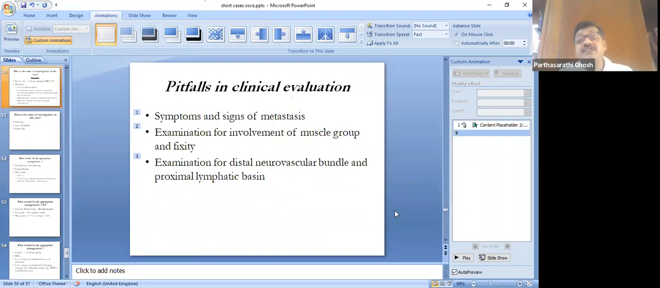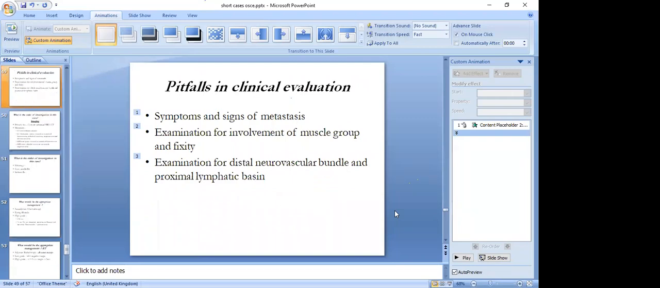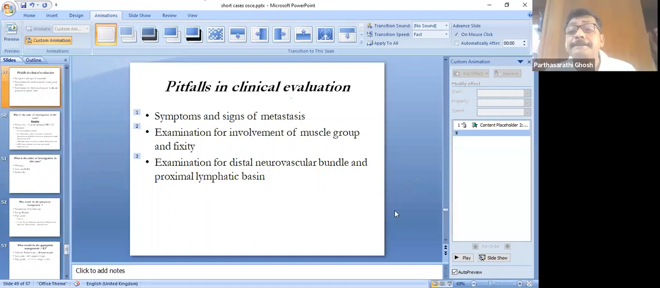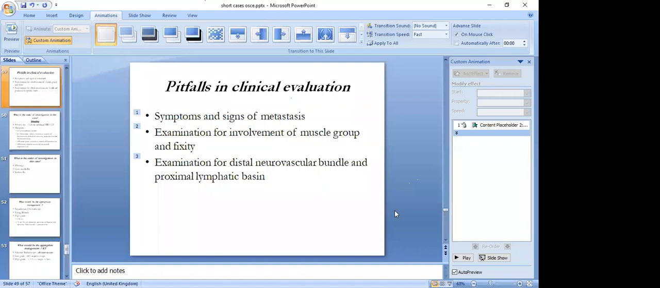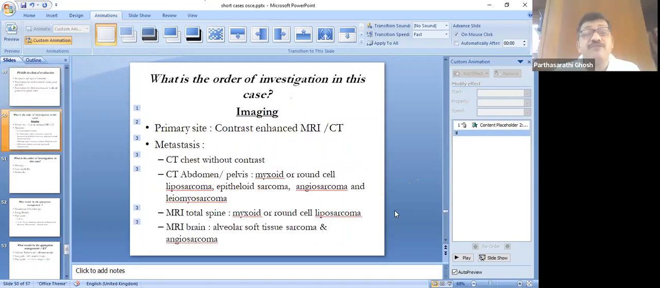Now, what investigation do you want to do in this? Sir, I want to go with the MRI. Anything else? Sir, MRI. After MRI, I will go with the core biopsy, sir. Image-guided biopsy. Core biopsy. So, guided.